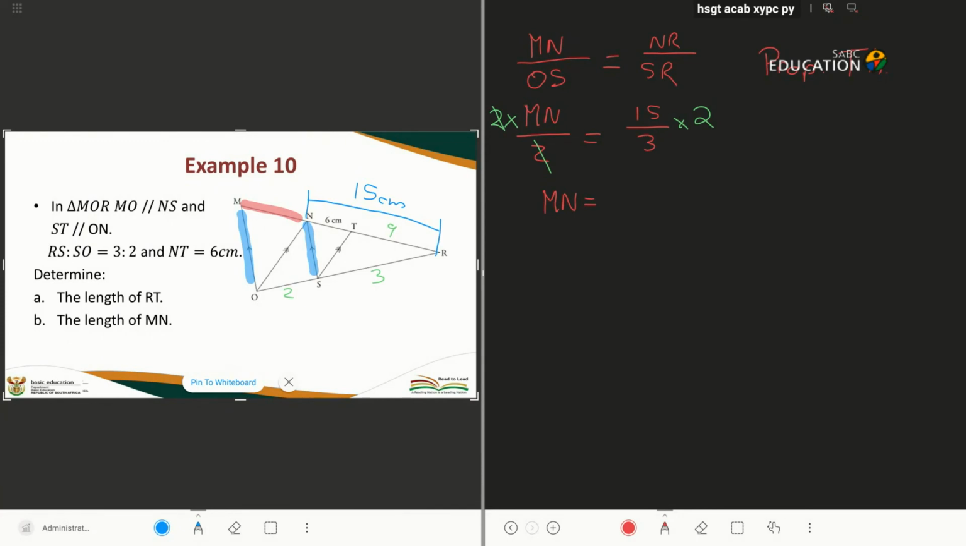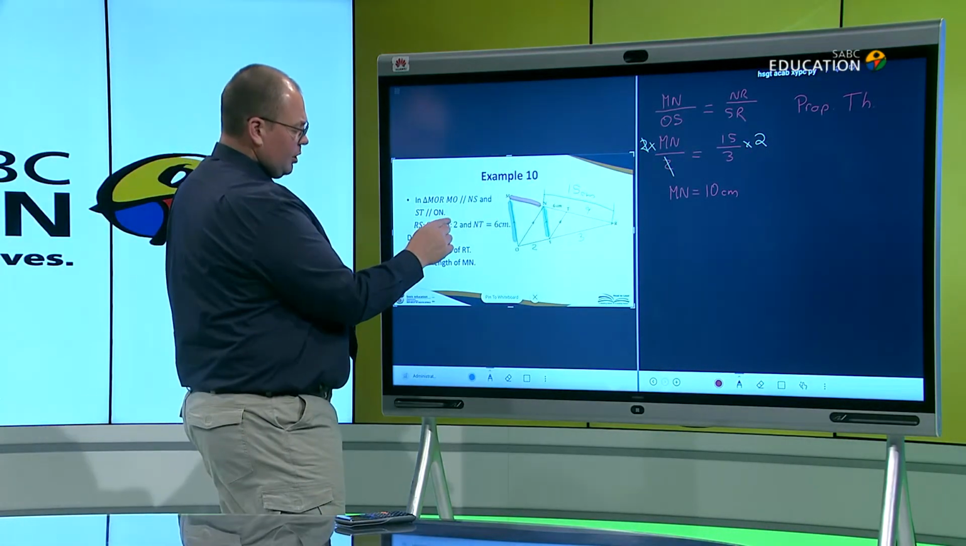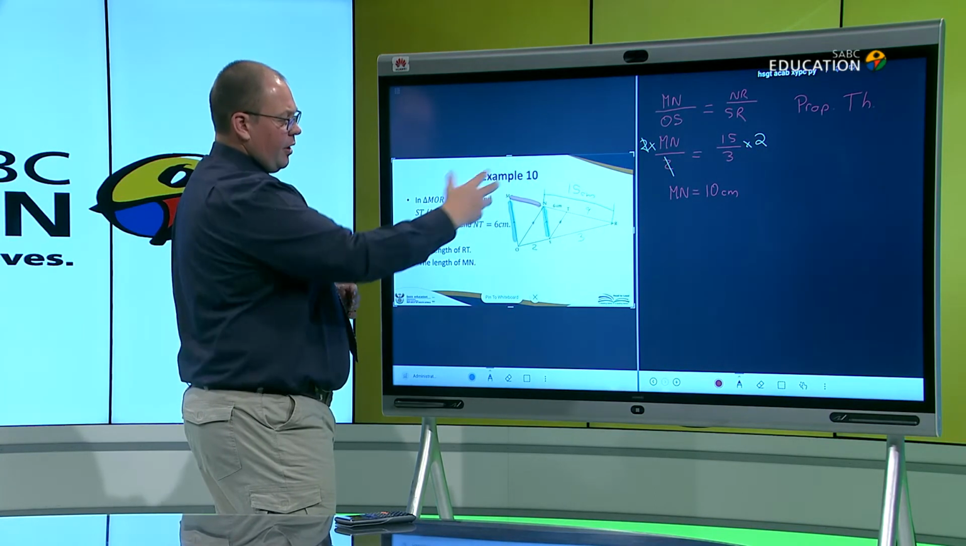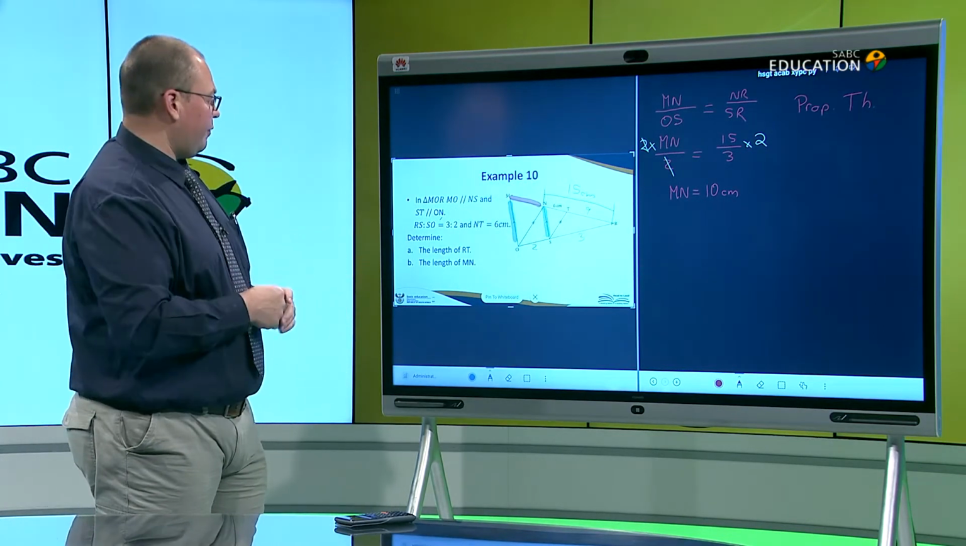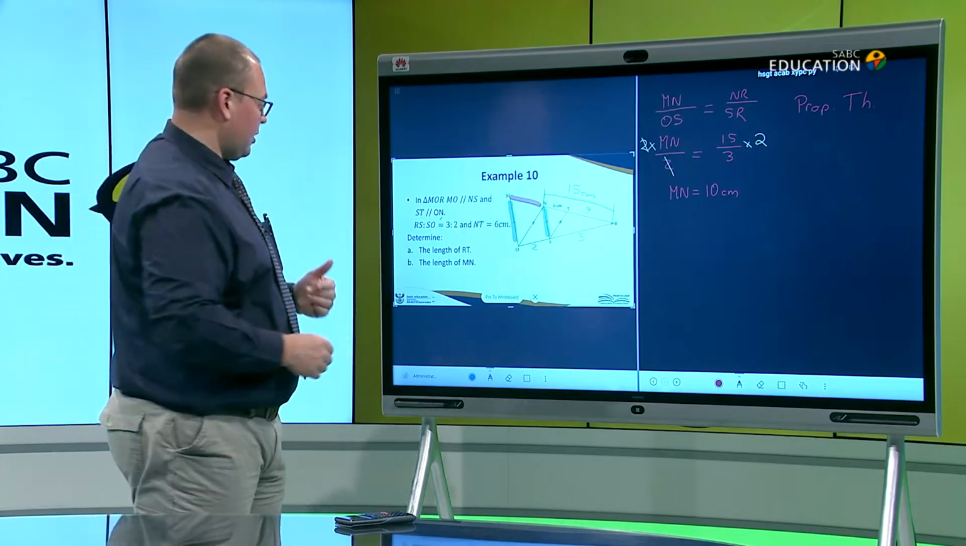So again, I take my calculator, so I say 15 divided by 3 multiplied by 2 will give me a length of 10 centimeters. Okay. So I really do hope that you understand how I used the ratio to calculate the remainder or the unknown sides. All right. And just again, I want to emphasize that it's the ratio, it's not the given length. All right, so that's very, very important.